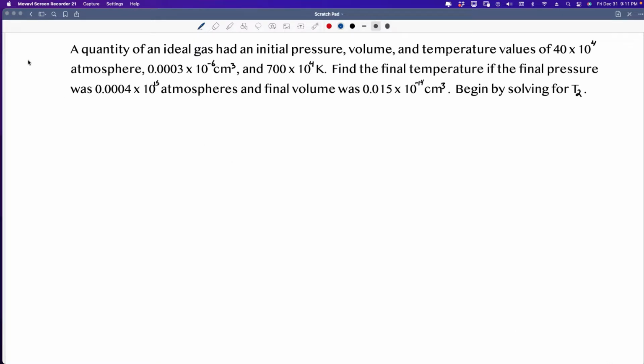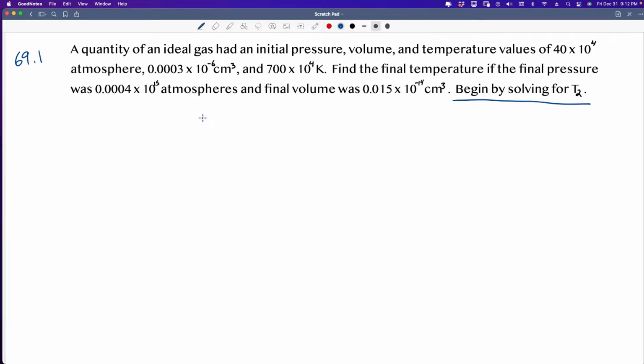All right, let me type in our first problem and then we'll jump into it. All right, here's our first problem. This is 69.1. A quantity of an ideal gas had an initial pressure, volume, and temperature of the values given. And we have to find the final temperature if the final pressure was this and the final volume was this. So we're going to begin by solving for T2. Don't worry about the numbers yet. This means let's figure out the format of the problem and where to drop our variables into before we have to deal with these complicated numbers.